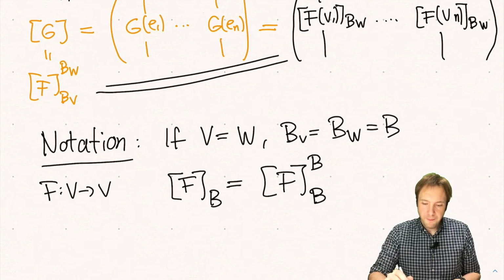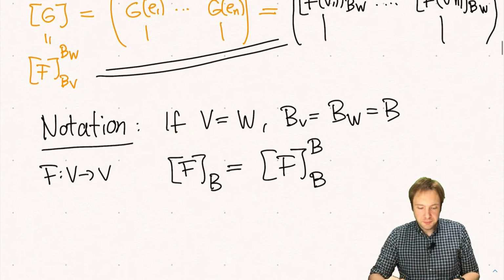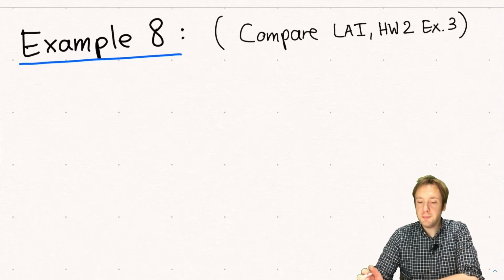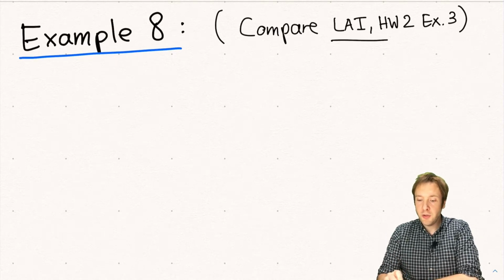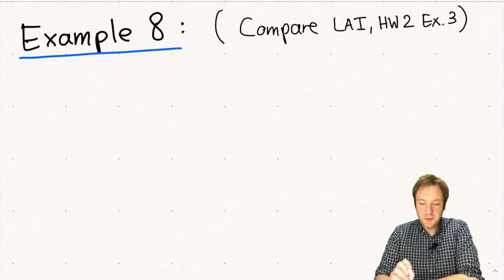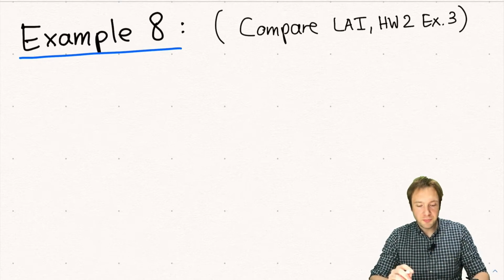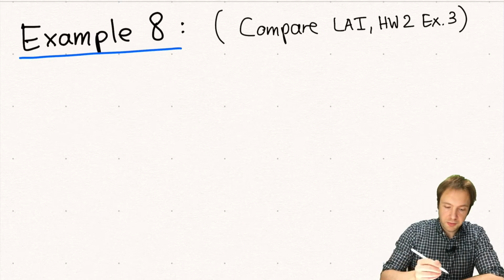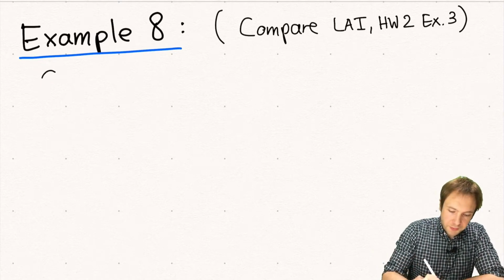Okay, so let's do one example where we also have this case. This is example number 8. And this is quite similar to what we did last semester in Linear Algebra 1, Homework 2, Exercise 3, even though at that point we didn't know what a linear map is for a general vector space, but there you were asked to write down exactly the matrix we are going to calculate now.